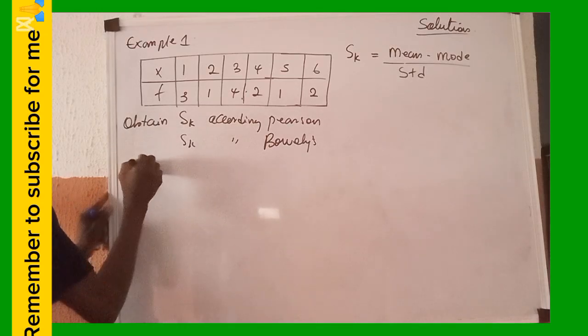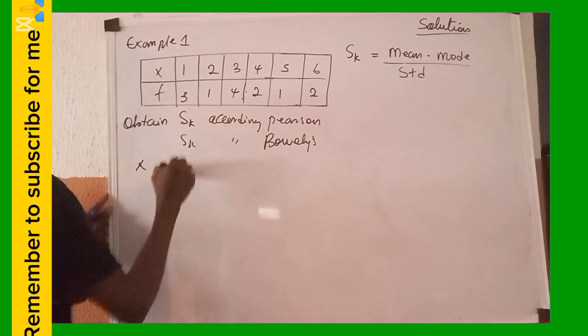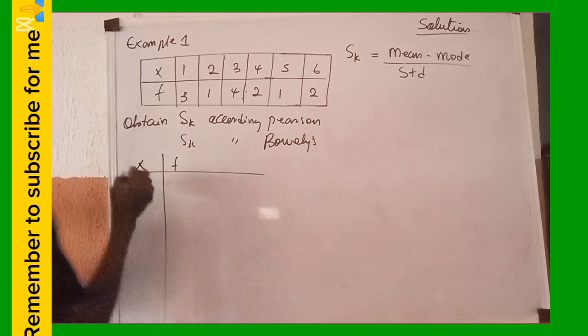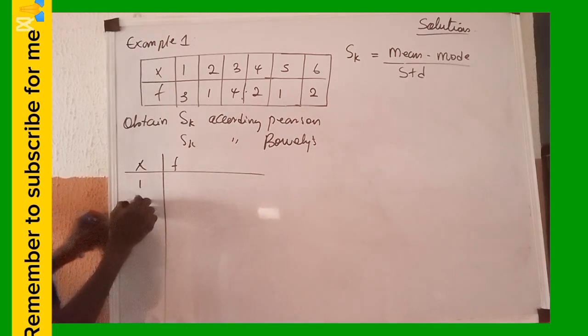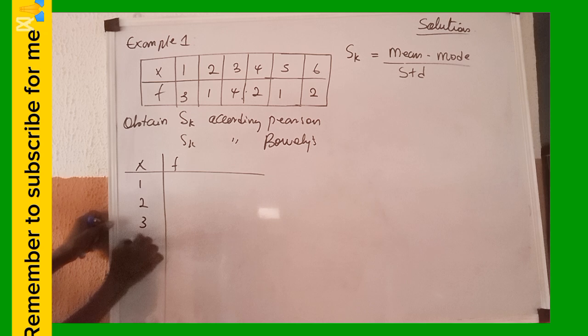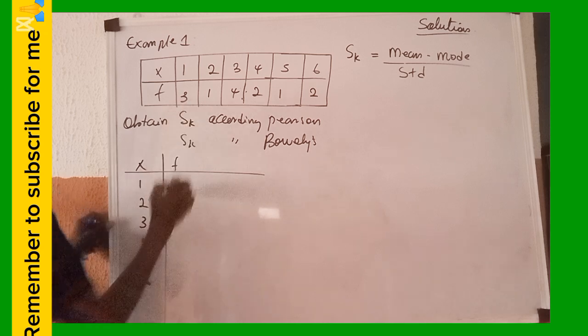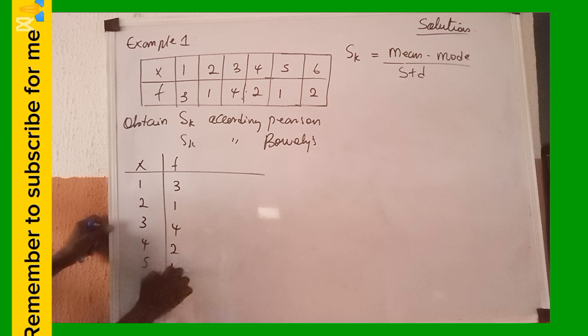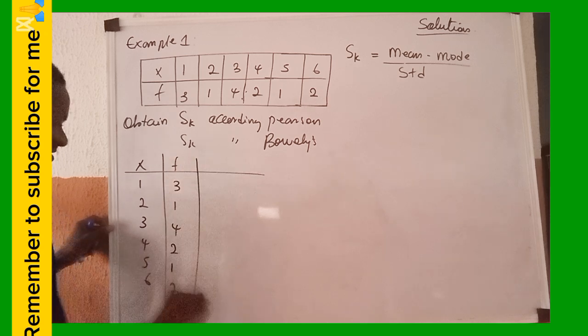You can come here and have your X, you have your F. You do something of this kind. Your X here is 1, here is 2, 3, 4, 5, 6. The frequencies are what? You have here 3, you have here 1, you have here 4, you have here 2, you have here 1, and you have here 2. Then you have something like this.